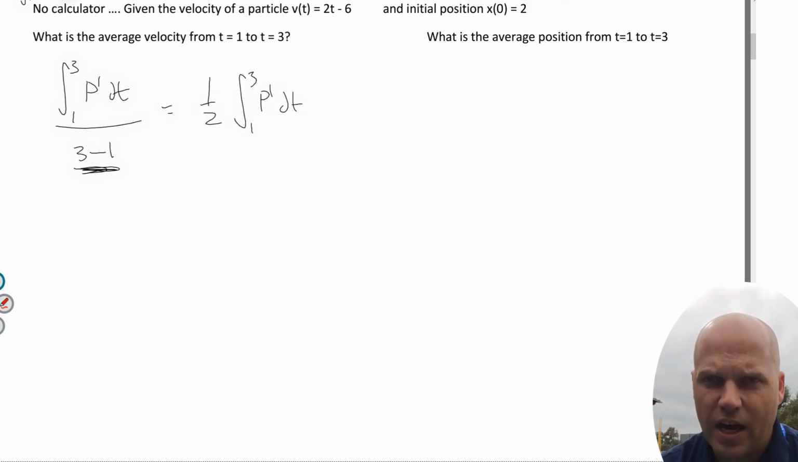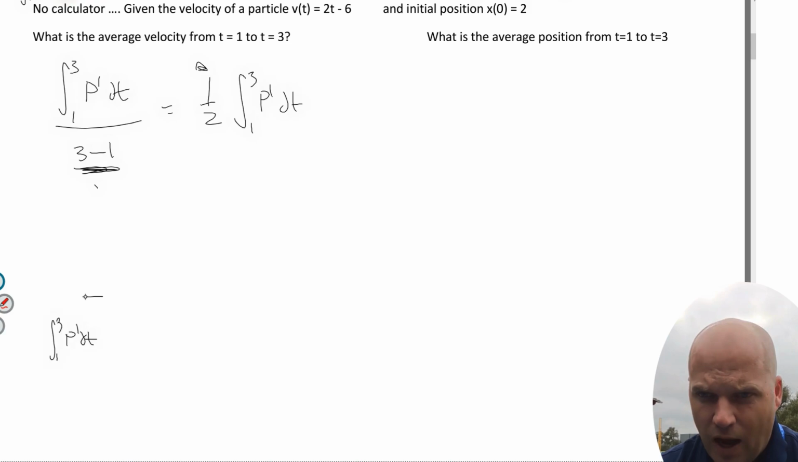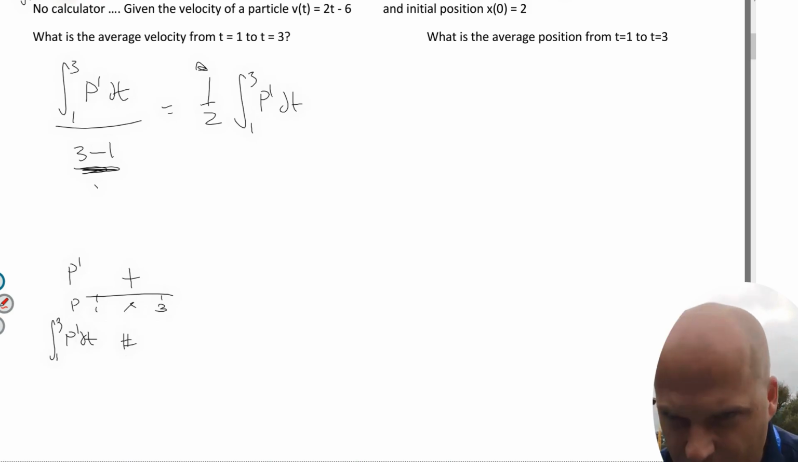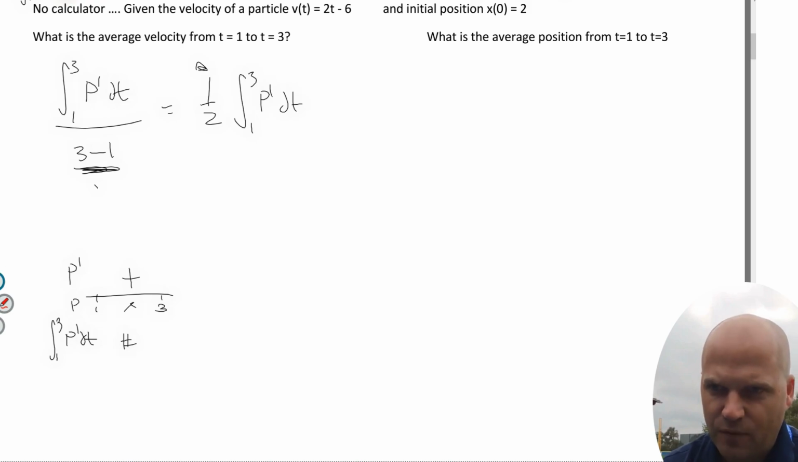You will see this a lot of times on tests, this instead of dividing by. Okay. Now, if I want to find the accumulation of P prime, I could look at how P changes from 1 to 3. Let's say P prime was positive. We don't know what it is. Doesn't matter. P is increasing. This number is how much it increases. I could figure out how much it increases by finding the displacement and subtracting P of 1 from P of 3.